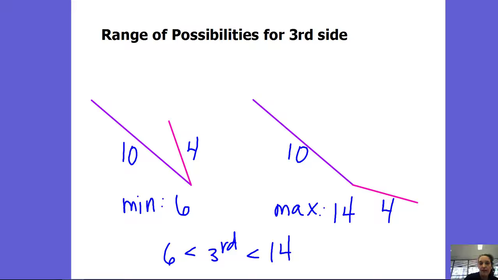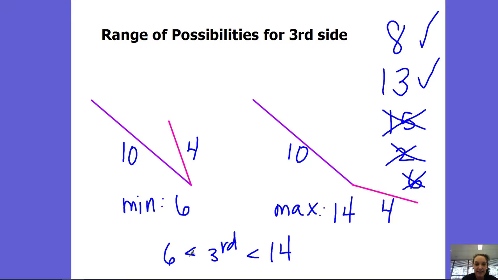So could my third side be 8? Yes, it's in between 6 and 14. Could my third side be 13? Yes, that's in between 6 and 14. Could my third side be 15? Nope, too big. Could my third side be 2? Nope, too small. Could my third side be 6? Nope.